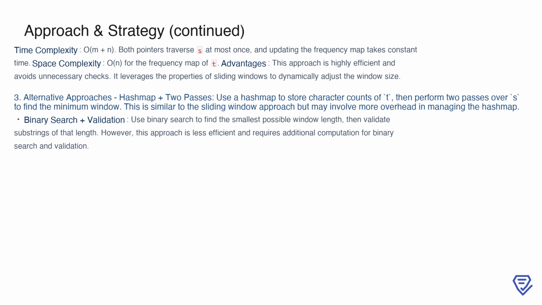The advantages of this method are clear. It avoids unnecessary checks, dynamically adjusts the window size, and is scalable for larger inputs. Alternative strategies, such as using a hash map with 2 passes or leveraging binary search, can also be considered but come with additional complexities. The hash map approach, for instance, involves overhead in managing the character counts, while binary search requires extra computation for validation and is less intuitive. Overall, the sliding window technique stands out as both efficient and elegant.